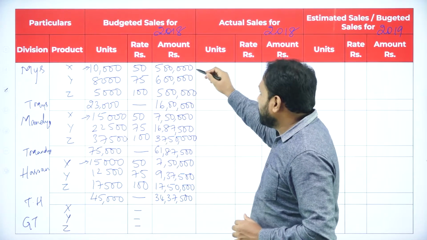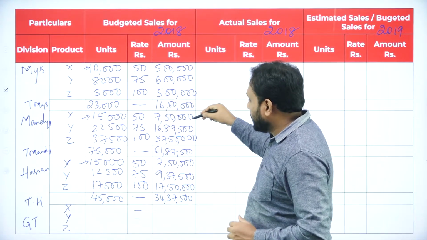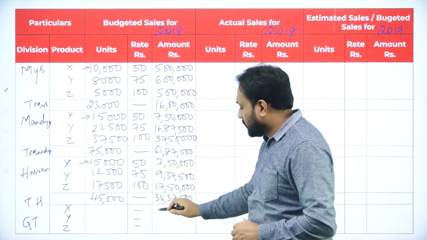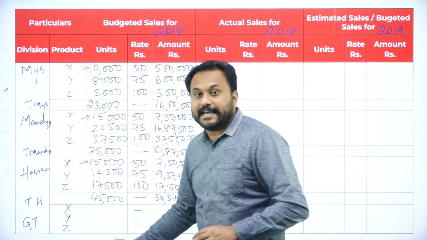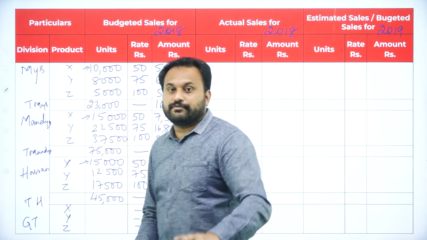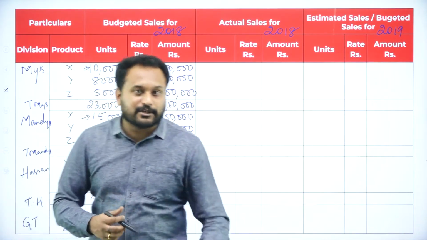And next is again here you should add 5 lakh plus 7 lakh 50 plus 7 lakh 50. That is the amount of X. The same way you should do the grand total of X, Y and Z. This is what your homework will be. Next we'll move on to the actual sales.